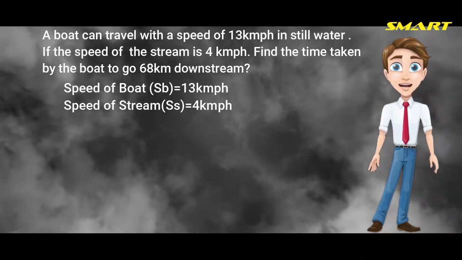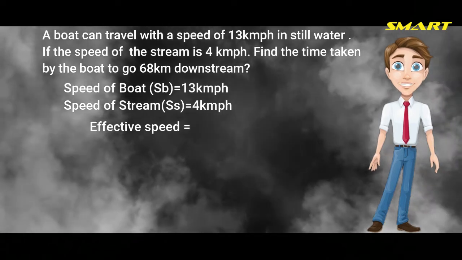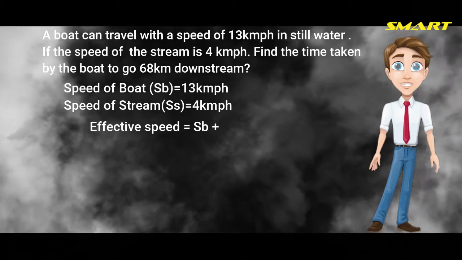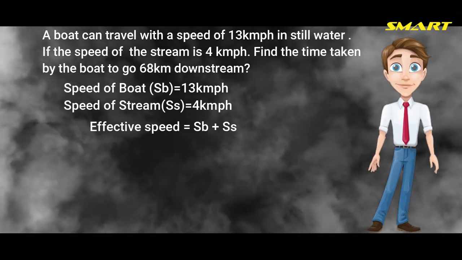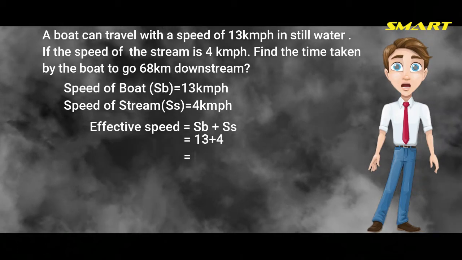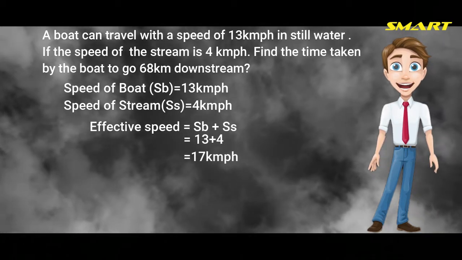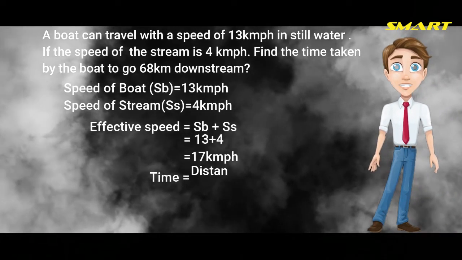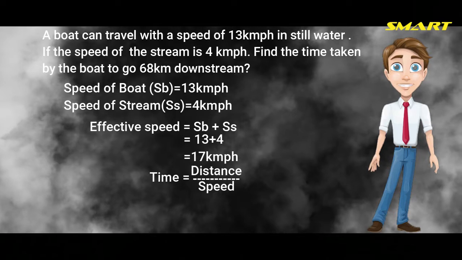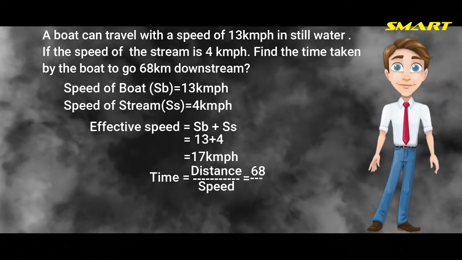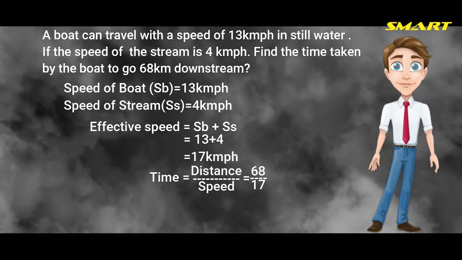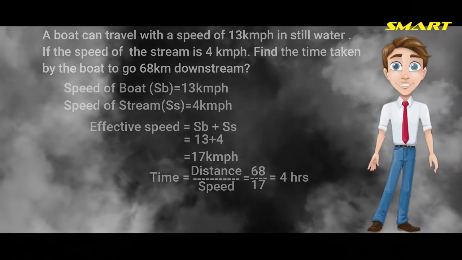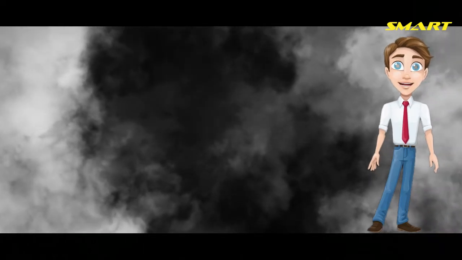And since it is downstream, we have to consider effective speed in the same direction, and that is speed of boat plus speed of stream, and that is equal to 13 plus 4, and that is nothing but 17 km per hour. Now we have to find out the time taken. We know time is distance by speed, and here distance is 68 km and speed is 17. On simplifying that, we'll get an answer as 4 hours. Hope you understood this. Let's try to do another question.